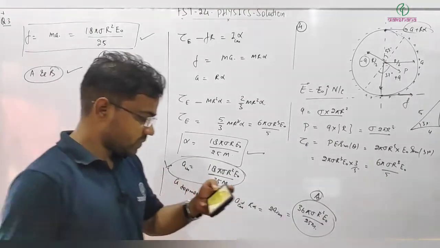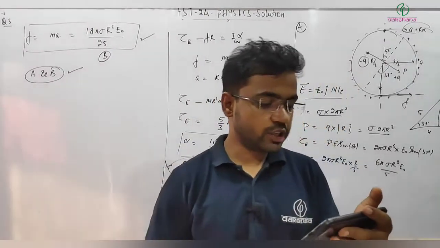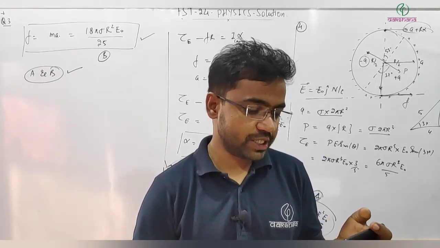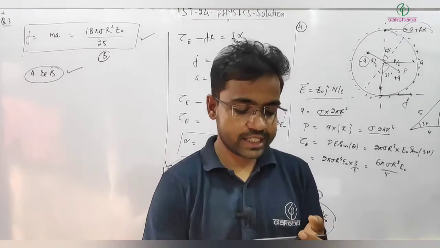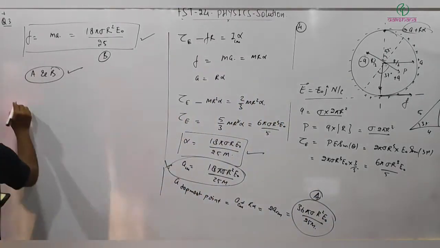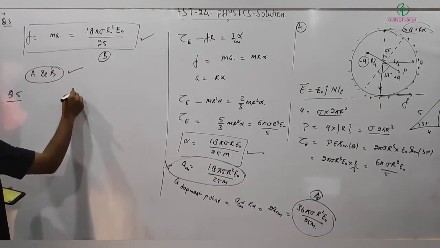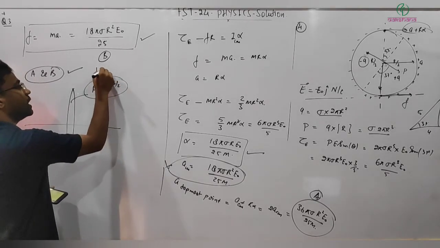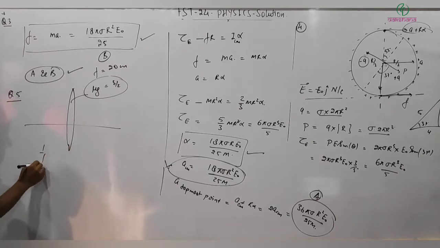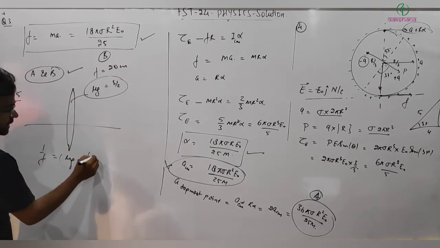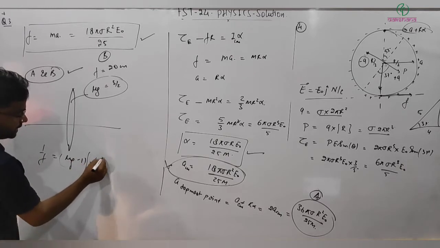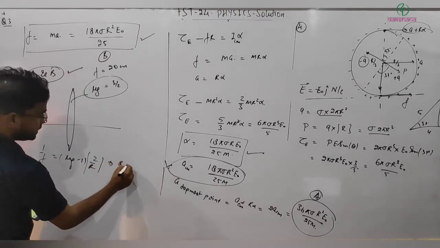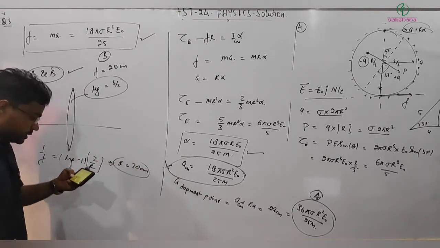Next, question number 5. A point object is placed at 30 cm from a convex lens, mu g is also given, of focal length 20 cm. The final image of the object is formed at infinity. It's given a convex lens with mu g as 3 by 2 and a focal length of 20 cm. We know 1 by f equals (mu g minus 1) into (1 by R1 minus 1 by R2). If it is equiconvex, it can be written as 2 by R, where R is the radius of curvature of each surface. Substituting these, R comes out to be 20 cm.